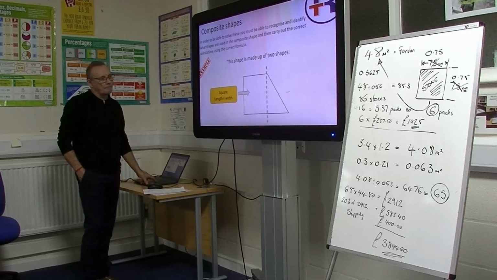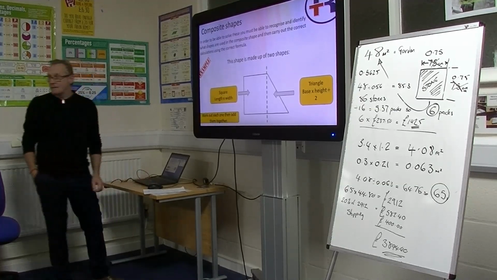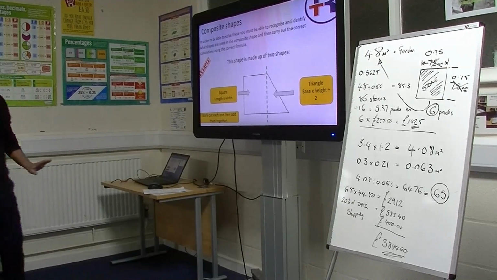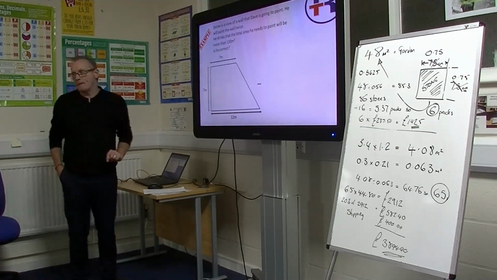Length times width. Triangle. Base times height divided by 2. Work out each one, then add them together. Yeah? Makes sense? There you go. Work that one out.